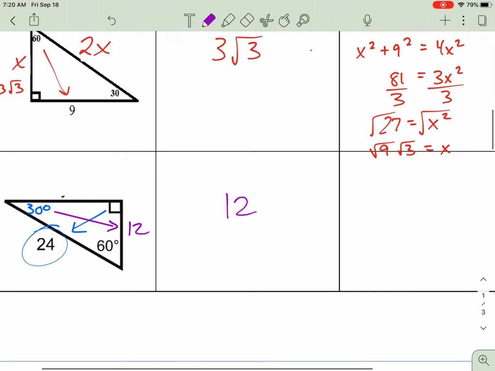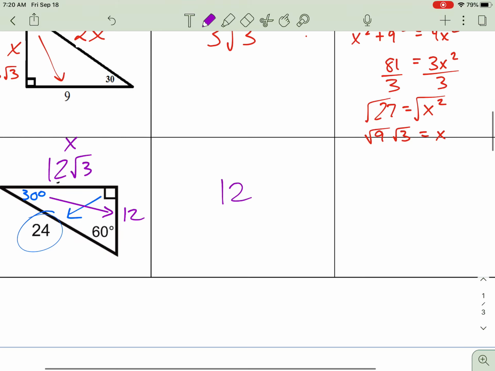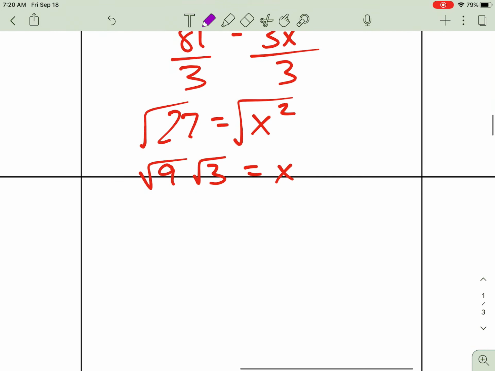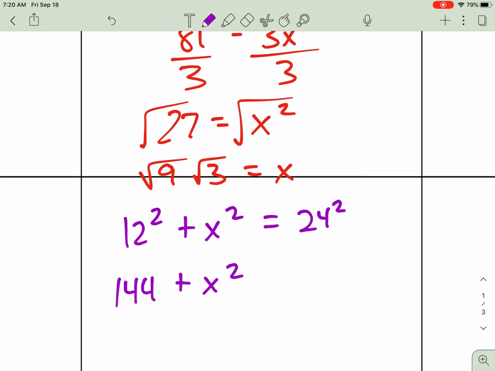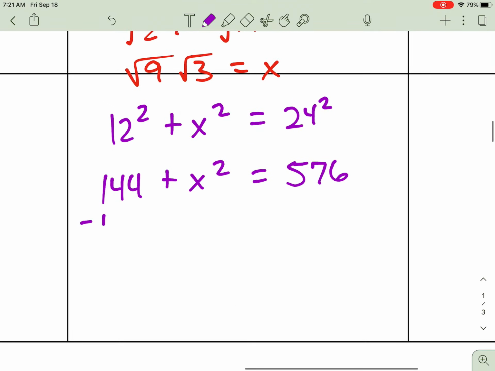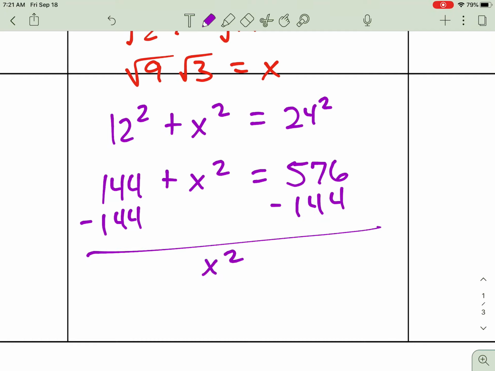All right, and then we could use the Pythagorean theorem to find the third leg, and you should see, if we do it correctly, it should be 12 radical 3, because you multiply radical 3 by the shortest leg. So let's just act like this one's x for now, just to verify that it is going to be that way. So 12 squared plus x squared equals 24 squared. 12 squared is 144. 24 squared, let's use our calculator, because I don't remember off the top of my head. 576. Okay, subtract 144. Okay, 576 minus 144 equals 432.